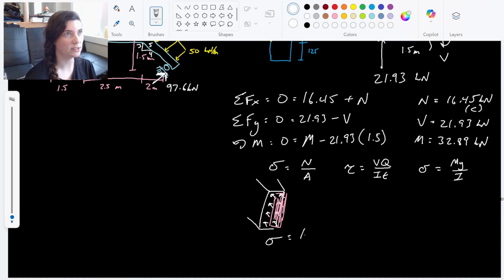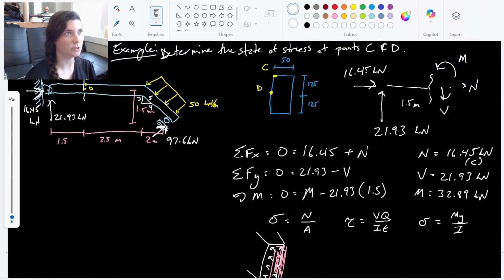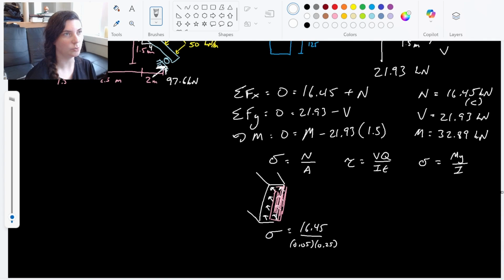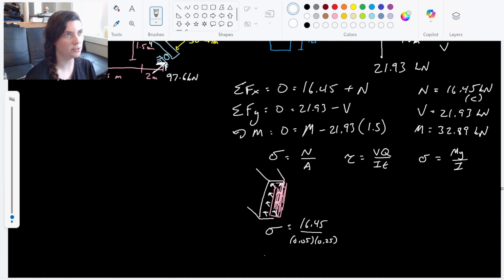Is going to be the normal force, 16.45 over the area. Area is 0.05 times 0.25. And that comes from this cross-sectional area, the 50 millimeters by 250 millimeters. I just went ahead and converted them into regular meters. And if I go ahead and punch that in, then I get the normal stress is 1.32 megapascals. 1.32 megapascals for this normal stress.